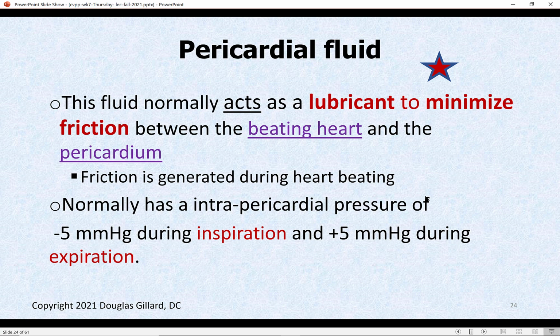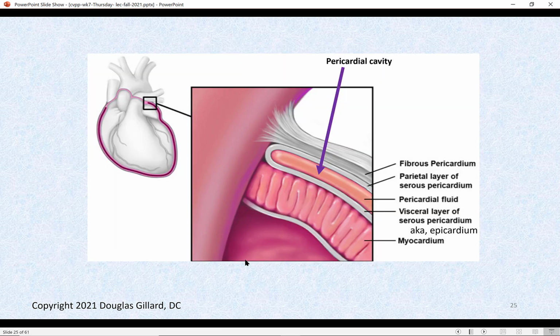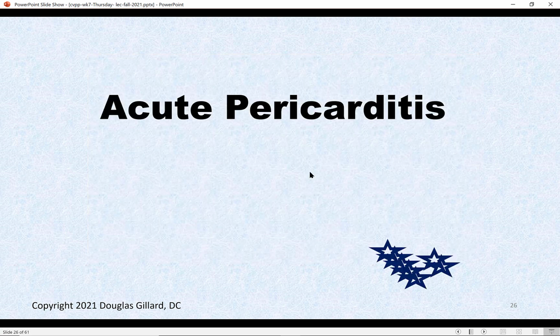It normally has an intrapericardial pressure of -5 millimeters of mercury, and we don't care about those numbers, but what we do care about is that when you take a deep breath in, there is a negative pressure inside the entire thoracic cavity. And we've talked about that before. Sound like a broken record. A lot of the stuff we've talked about before here and there. There's the pericardial cavity again. Great. All right, now let's look at some diseases of the pericardium.